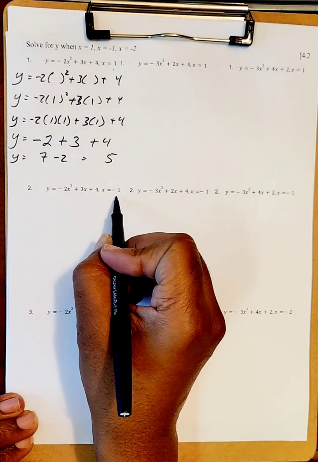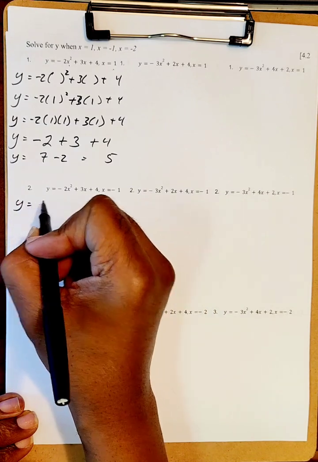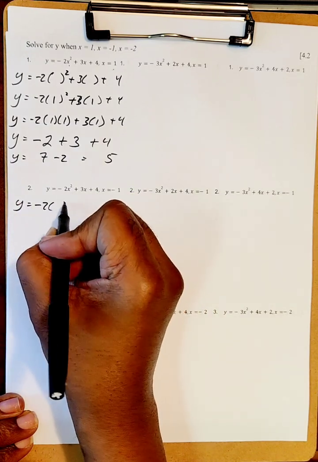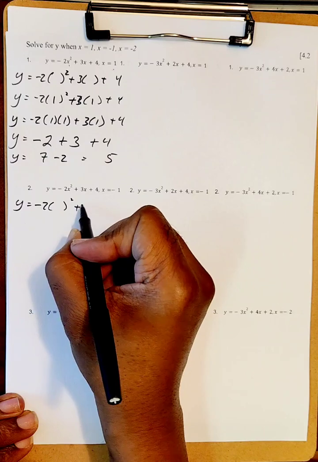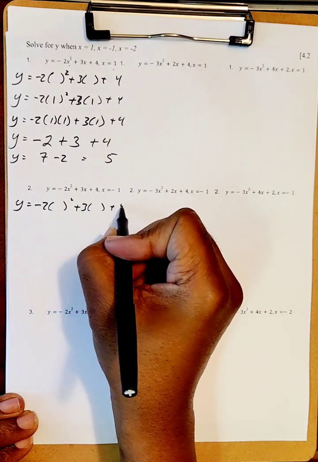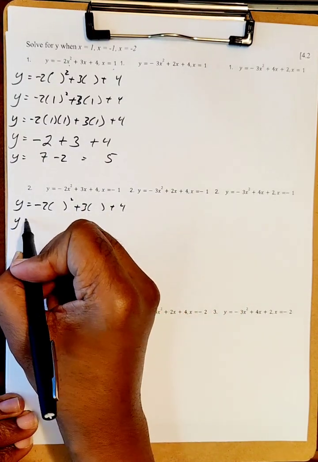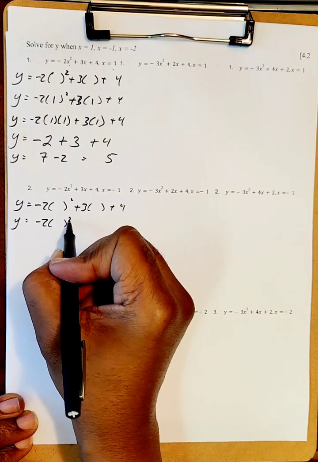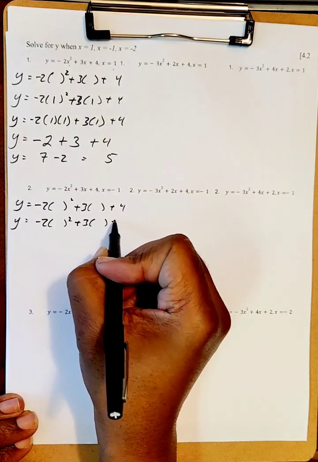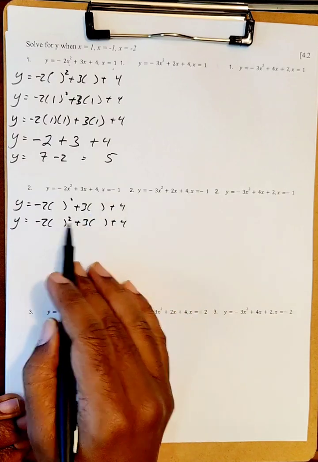Okay, next, x is -1. So we're going to replace all the x's with parentheses. So squared plus 3 parentheses and then the plus 4. Okay, now I'm going to rewrite the problem. Squared 3 parentheses plus 4. And we're going to put the -1 inside the parentheses.